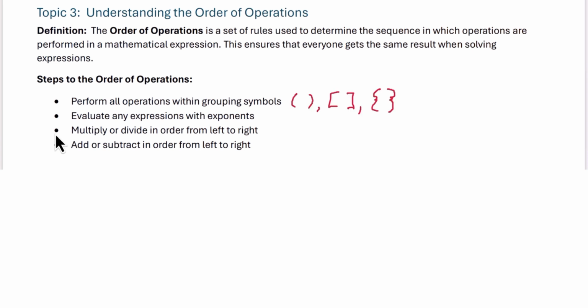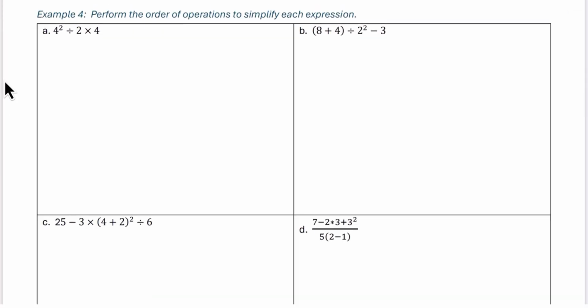Step 3, we want to multiply or divide in order from left to right. And then finally, we add or subtract, and again, we want to have a special order from left to right. Let's use the order of operations to simplify each of these expressions.